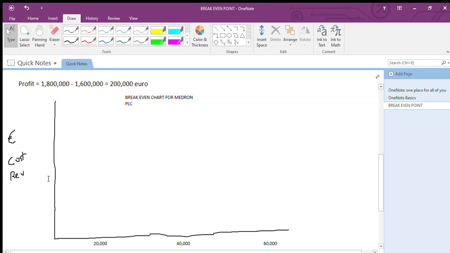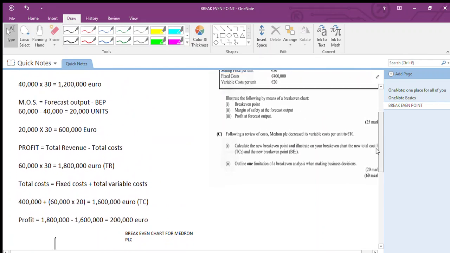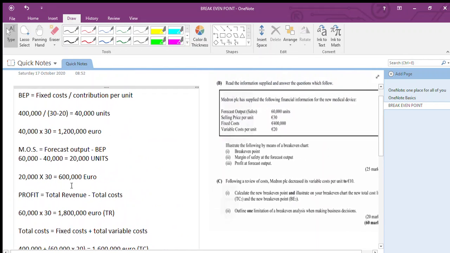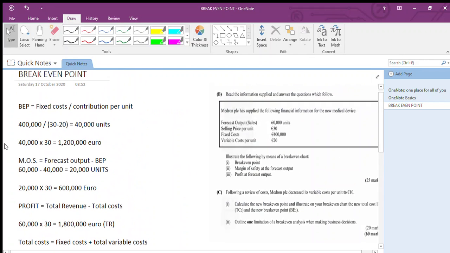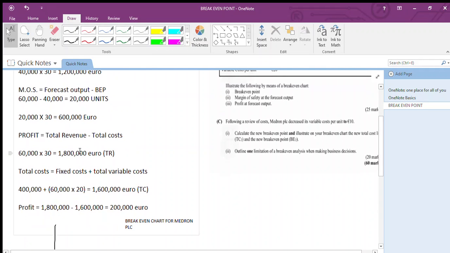Over here on my cost and revenue, there's a couple of things I need to show. I need to show my fixed cost line, and my fixed cost line is going to be at 400,000. I'm just going to say 400k. I'm also going to need to show my margin of safety, which was 600,000. That doesn't fall into the graph. My total costs and my total revenue. So my break-even point was 1,200k. It was 1.2 million. We calculated that up here if I multiply the units by the selling price. So that figure is relevant to my graph, along with my total revenue and my total costs, which were 1.8 million and 1.6 million.